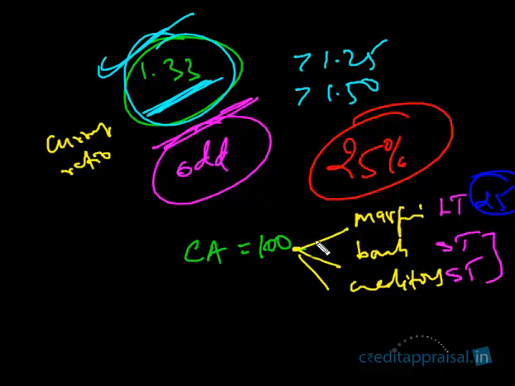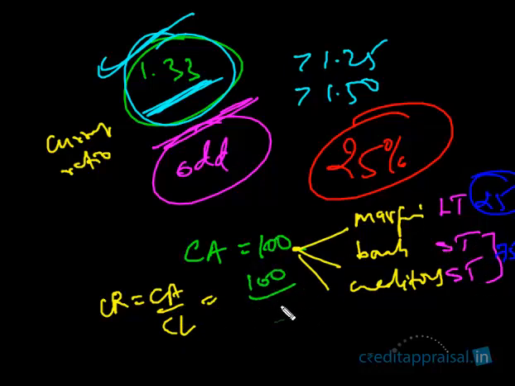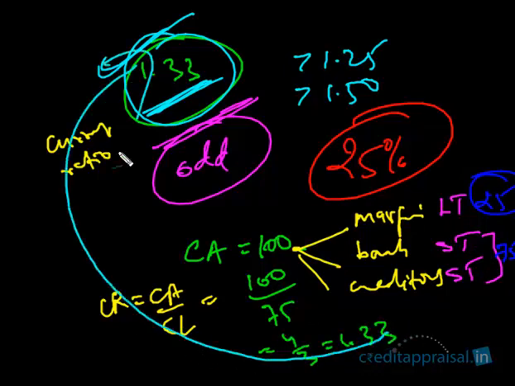So if the current asset is 100, they want the margin to be 25, and the remaining 75 will be taken up by the short term parties, that is the bank and creditors. So now if you calculate, current ratio is current assets by current liabilities. Current assets is total 100. What is the current liabilities? These two, right? 75. So this is 4 by 3. This is 1.33.